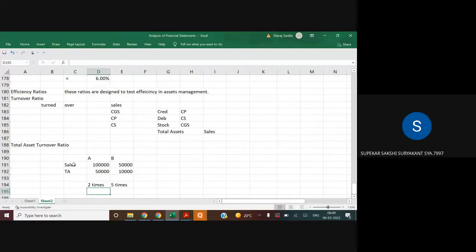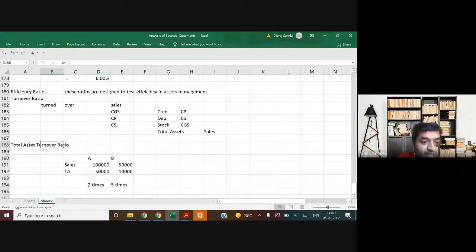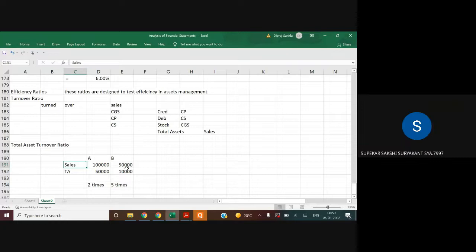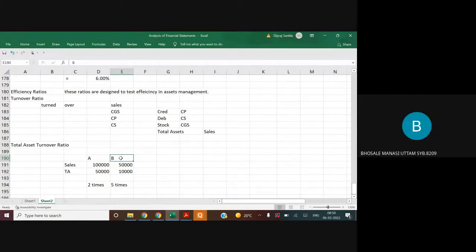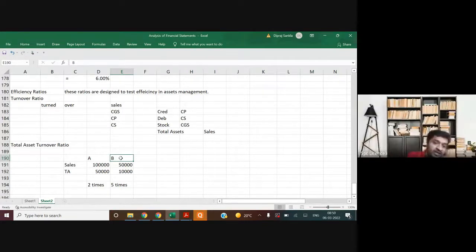And since here total asset is related to the total sales figure, is it clear? So the higher the total asset turnover ratio, the higher is the efficiency in utilization of assets, right? And lower is the ratio, lower is the efficiency in utilization of total assets, or lower is the role of assets in generating sales.